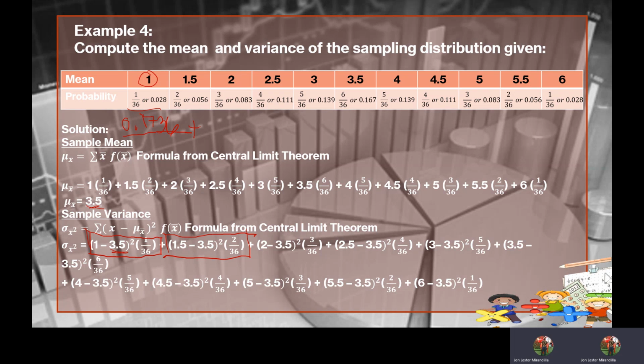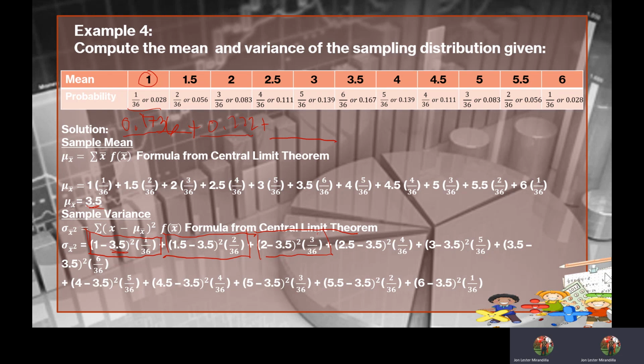So the result here is 0.222. Same process here: 2 minus 3.5 squared, multiplied by 3 divided by 36. So solve this. 2 minus 3.5 squared multiplied by 3 out of 36.